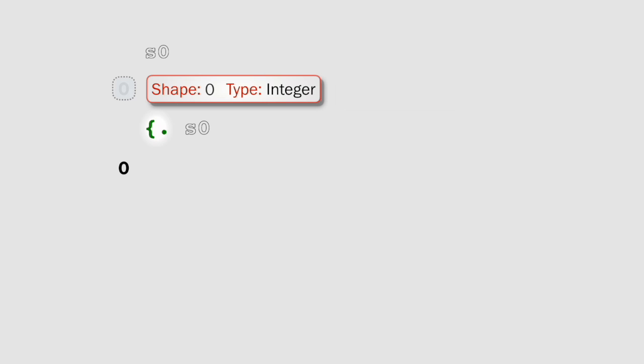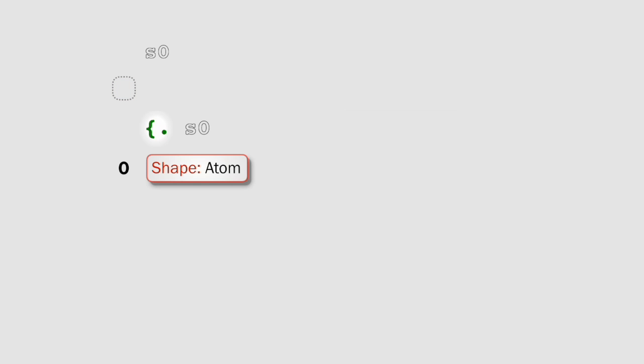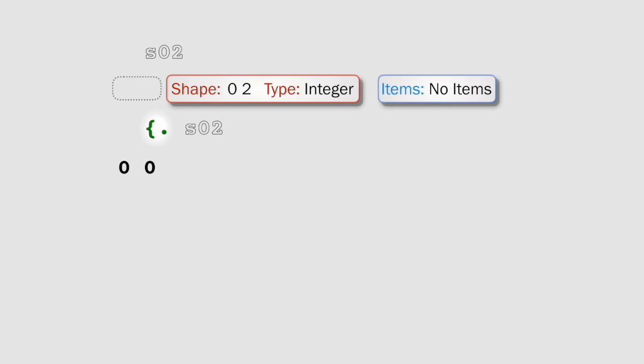We create a one-item shape. Turns the shape to 1. We take the first item of that, and we end up with the shape of an atom and the value of 0. If I go up to rank 2, we have shape 0, 2, and we have no items.